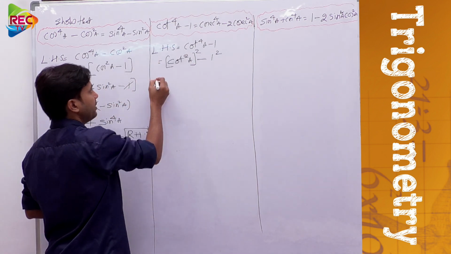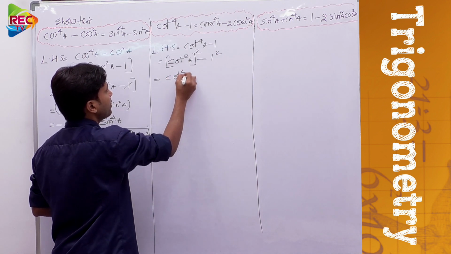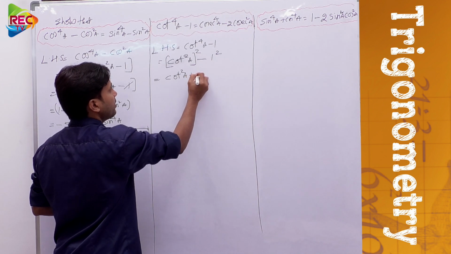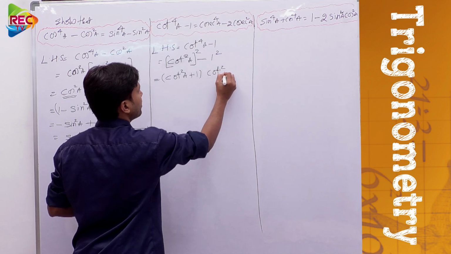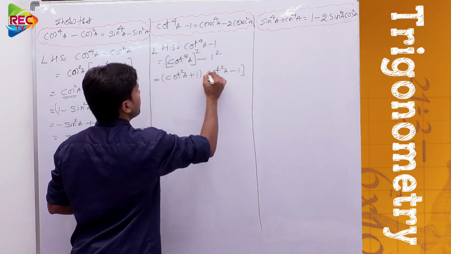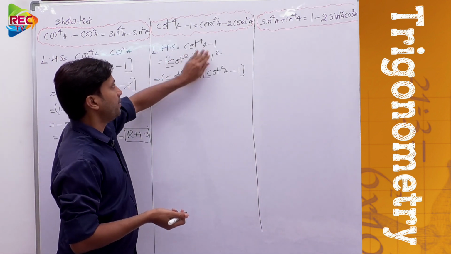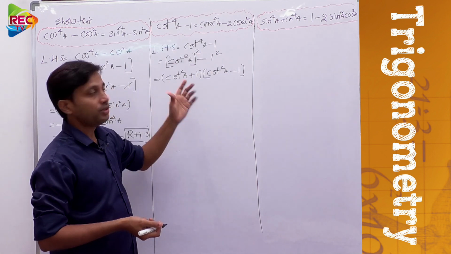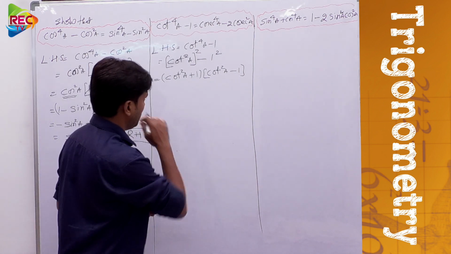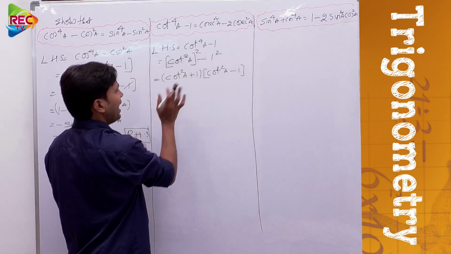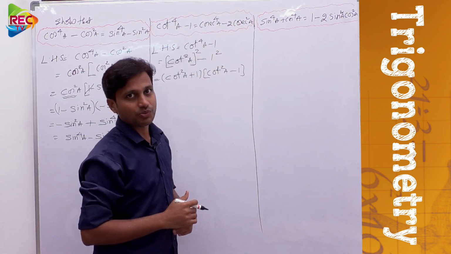So this is A, means it can be further split to A means cot square a, B will be plus 1, into cot square a minus 1. Cot square a minus 1, means this A square minus B square can be split into A plus B into A minus B. Right. Next, further do this. See here. Anyhow, what is our target? We need to convert each and every result in terms of cosecant square theta, right?